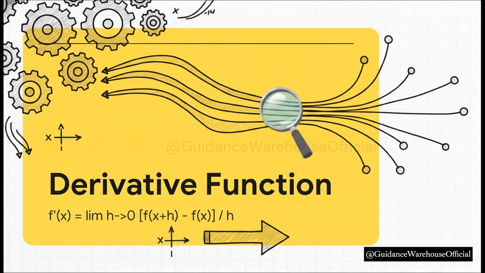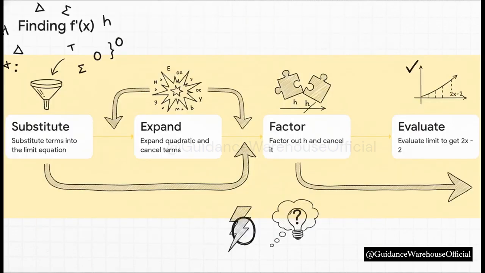Instead of spitting out a boring number, it spits out a dynamic function that can output the slope for any valid x value on your entire graph. Let's make this super concrete with an example. Let's find f prime of x for the quadratic function f of x equals x squared minus 2x. Walk through these steps with me, it's pretty satisfying.